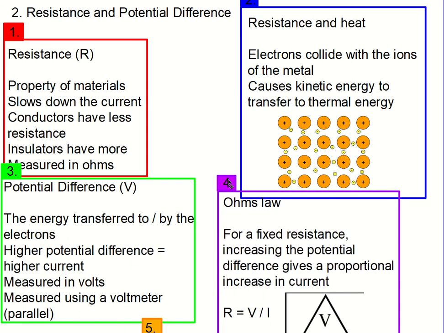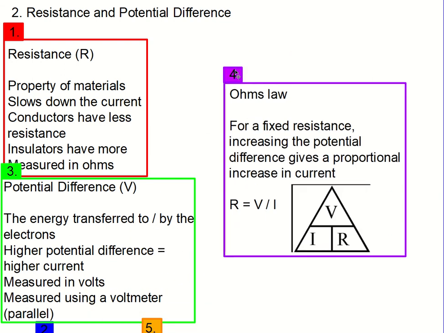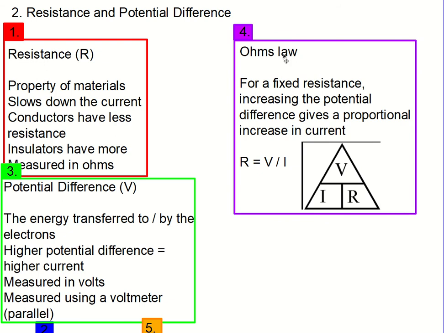Now Ohm's law relates resistance and potential difference. You don't have to remember this as being called Ohm's law. They might mention ohms, but just try and keep in mind that Ohm's law has got something to do with resistance. The actual law is that for a fixed resistance, increasing the potential difference gives a proportional increase in current. In other words, if the resistance doesn't change, if you increase the voltage, the current will get faster, which is just what I said here. Remember, if you increase the potential difference, you give the electrons more energy. If they have more energy, they'll move faster.